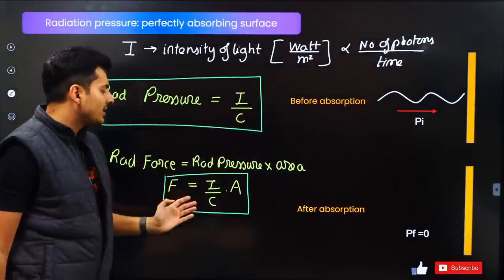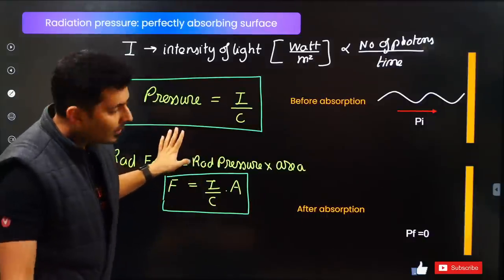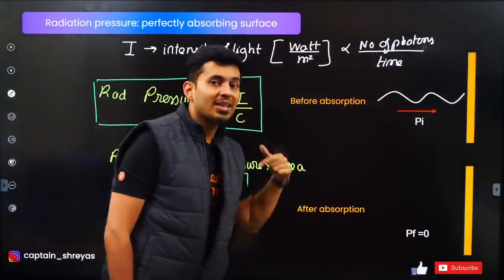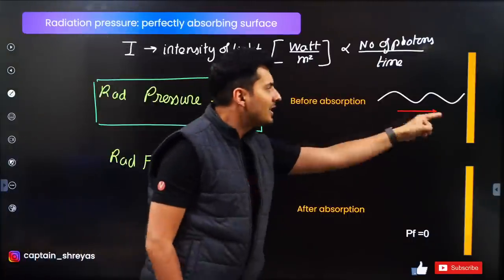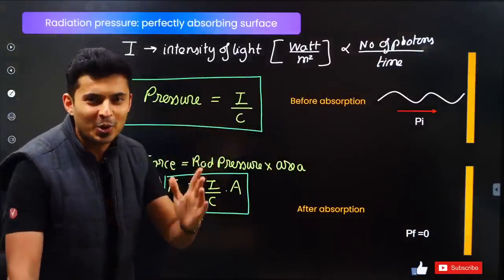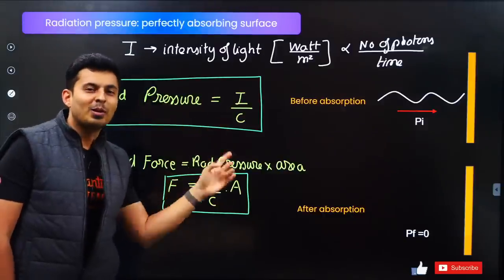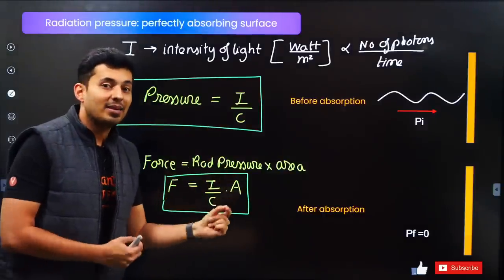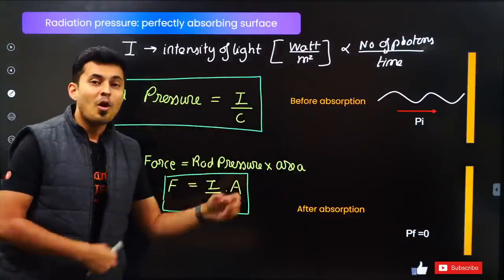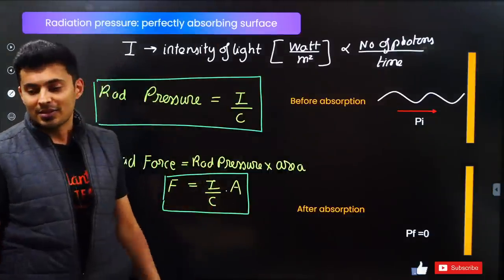So I A by C for force, I by C for pressure. Guys, what if it is not absorbing? What if it is reflecting? Can you quickly tell me what will be the changes in the formula? Let's see how many of you are smartly able to think what will be the new formula if the surface is a reflector, not an absorber. This is for an absorbing surface. What if it is a reflecting surface?